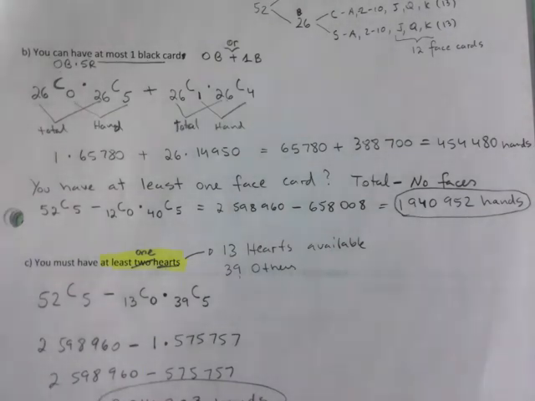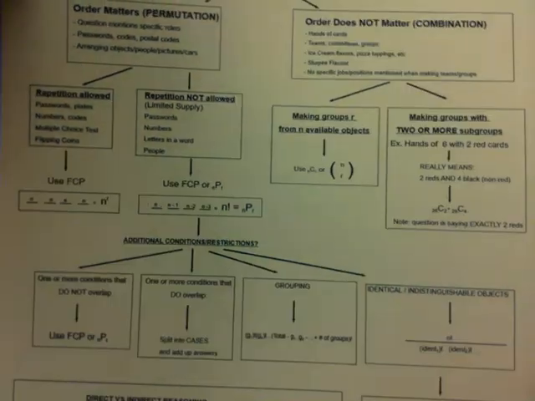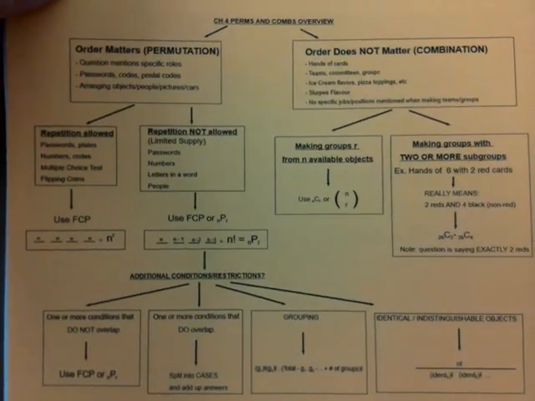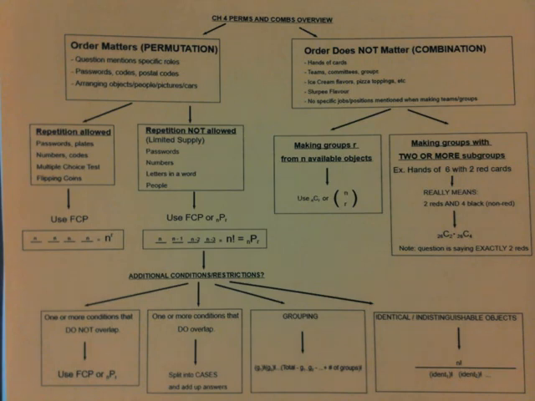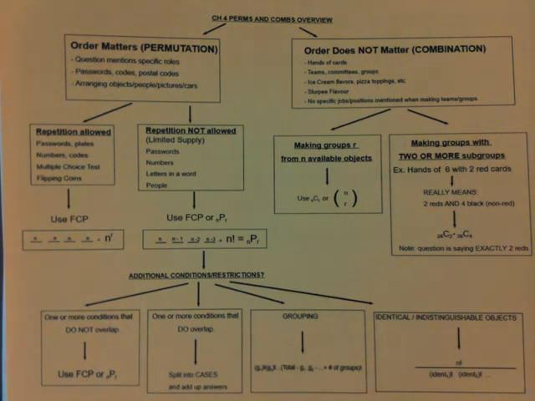Okay, I'll just talk briefly about this yellow handout, and then we'll do passwords to end. It's going to be my grand finale. So the yellow handout, perms and combs overview. If you have it, you can follow along a little bit. I'll just tell you what I was thinking when I made this.